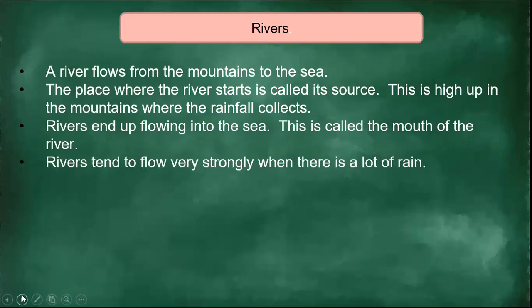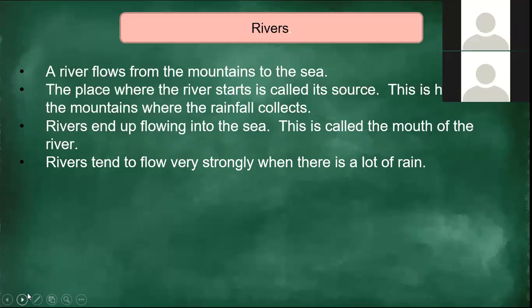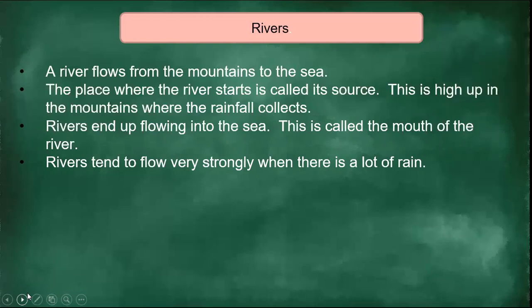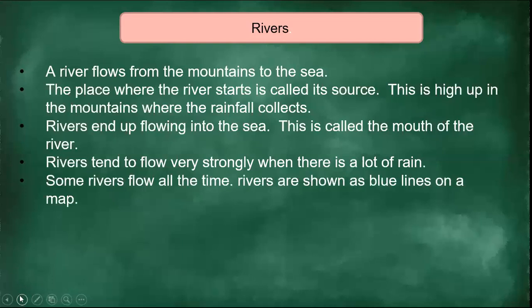Rivers tend to flow very strongly when there is a lot of rain. I believe you usually see this when there are heavy rains around where we're staying, and then the rivers start flowing strongly. But now that there's no rain, the river flows slowly and normally. But when there are rains, they flow strong. Some rivers flow all the time.